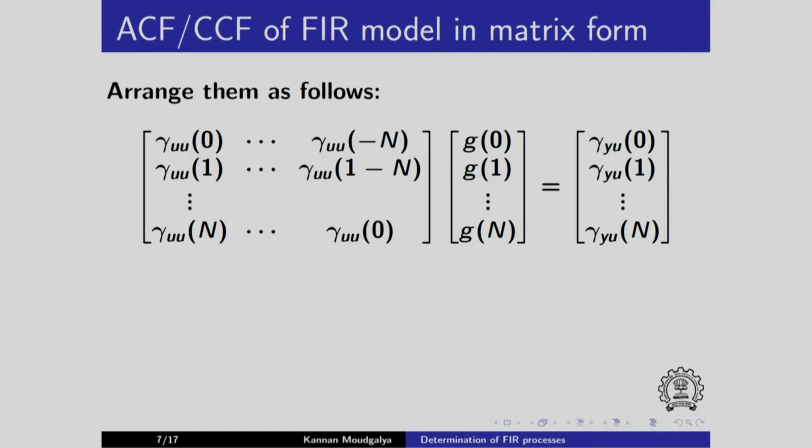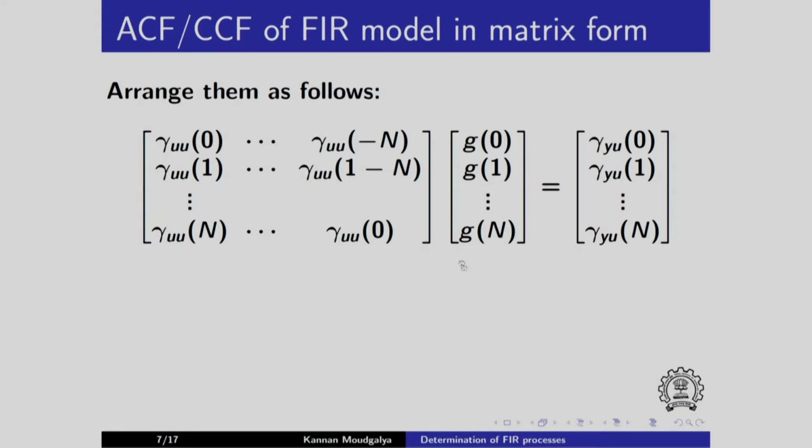Also notice an important fact here, the unknown here is this vector consisting of these elements G0 to Gn, whereas these gammas, the ACF and the CCF, are obtained from the plant by doing experimentation, by exciting the plant with a signal and taking some averages, we get this vector and also this matrix. So as a result, this is extremely useful approach in practice.